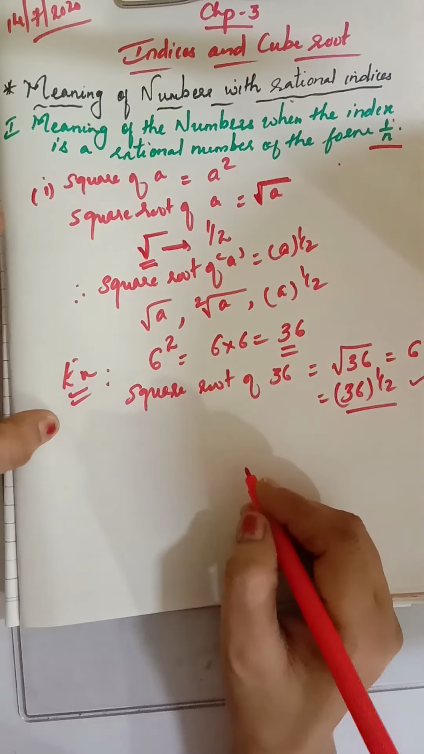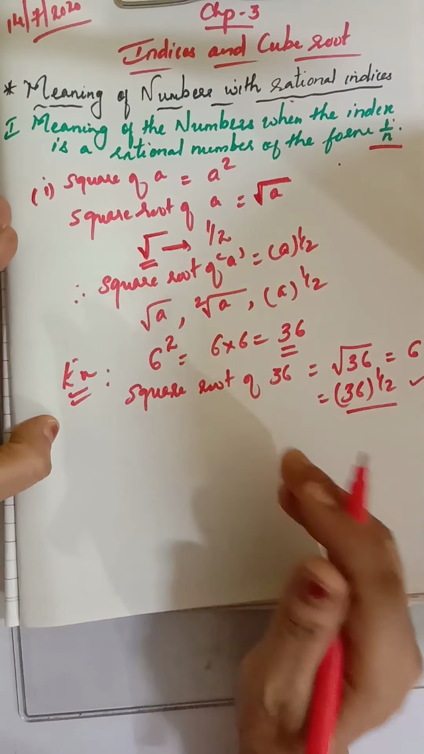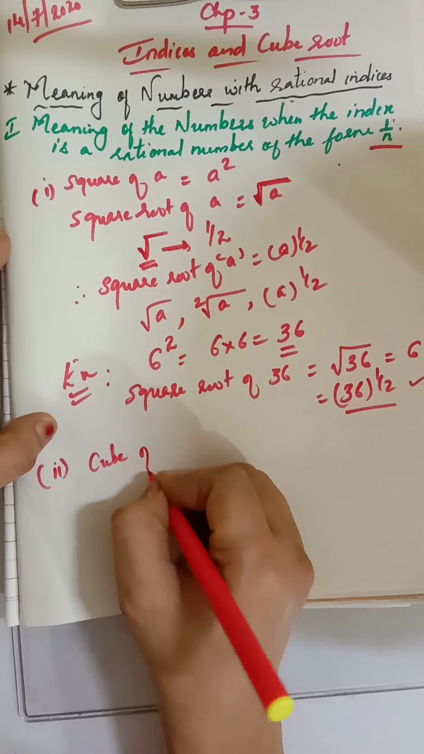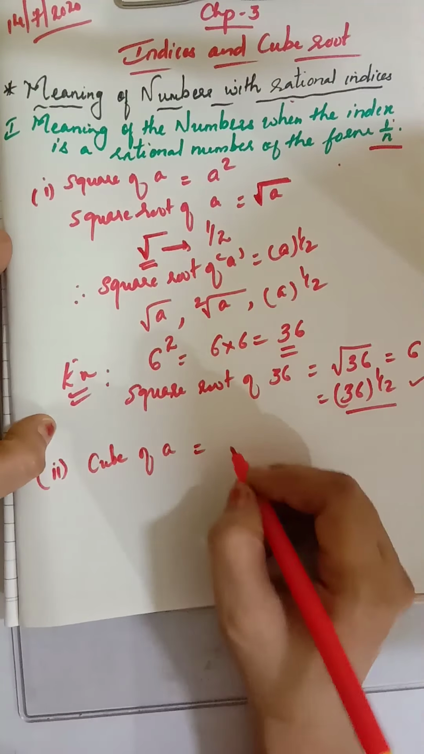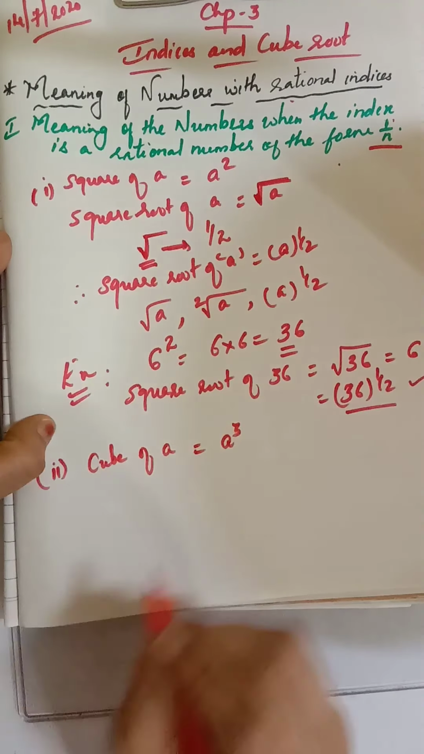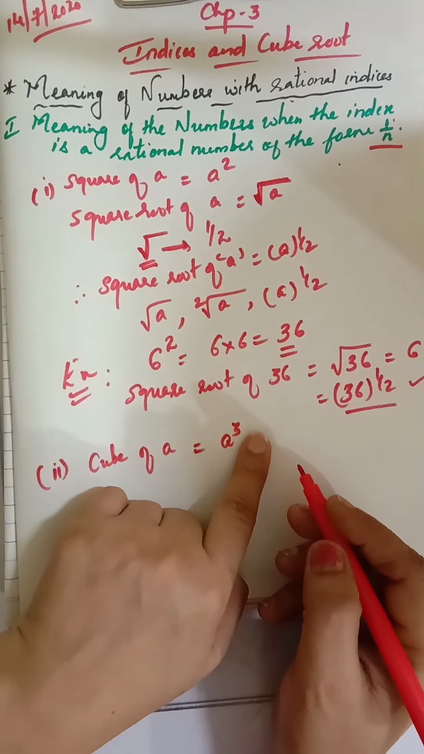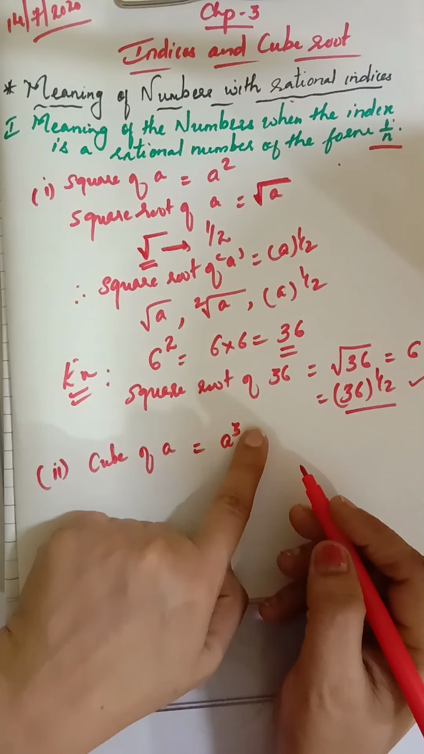Now in the same way children, suppose we need to write the cube of a. How did we denote it last year? a raised to 3, that means a cube. So the cube of a is a raised to 3, that is nothing but a cube.